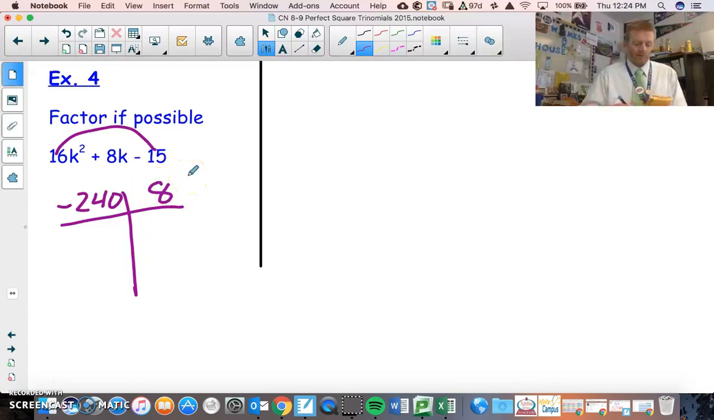So I guess my normal things here, we know that because this is negative, one's going to be positive and one's going to be negative. So let's go with 12. I think 12. 240 divided by 12 is 20. So a 20 and a 12, I think that works out nice for us. So a 20 and a 12 is what we needed. So we're going to trade out this 8k for a 20k and a 12k.